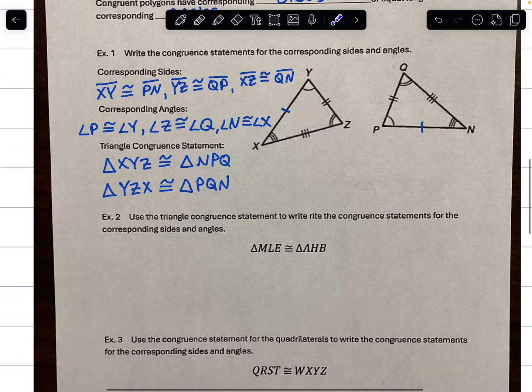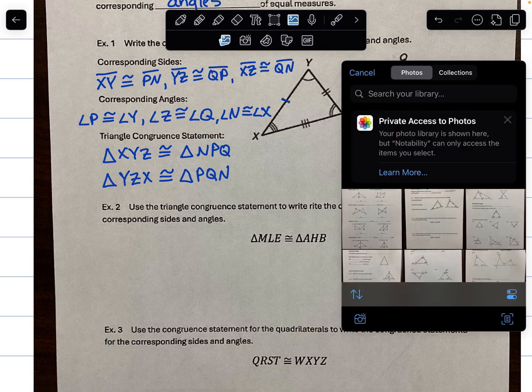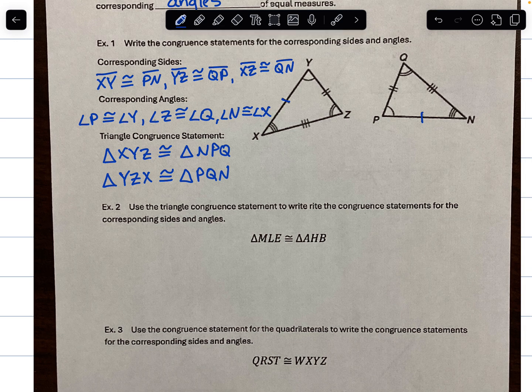Okay, so let's do that on example 2. We'll do sides first here.